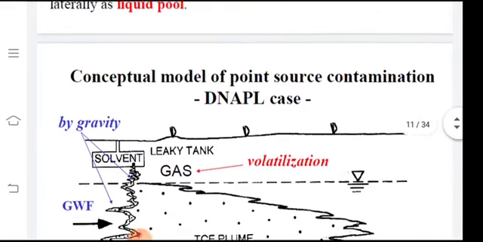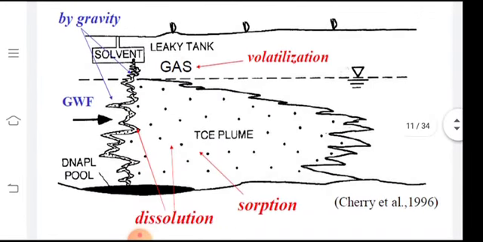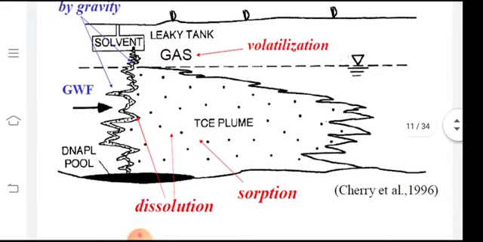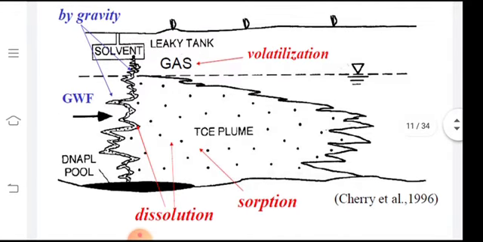Now let's see all this in a pictorial demonstration. Here you can see that this is the solvent, and we have some leaky tank gas here, and there is spillage.